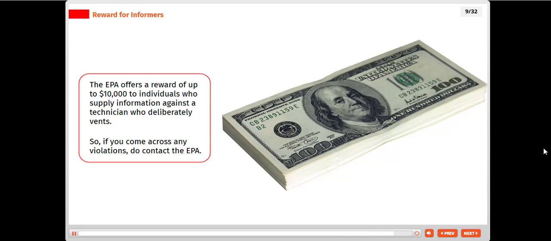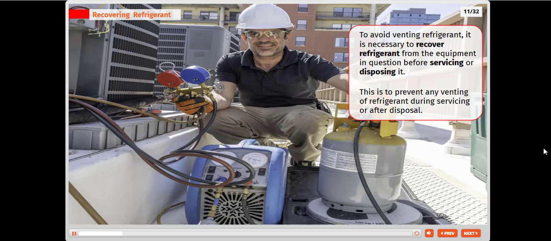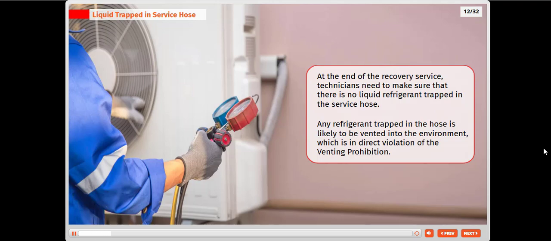Recovering refrigerant means draining it from the appliance and capturing it in a separate storage cylinder. To avoid venting refrigerant, it is necessary to recover refrigerant from the equipment in question before servicing or disposing of it. This is to prevent any venting of refrigerant during servicing or after disposal. At the end of the recovery, technicians need to make sure that there is no liquid refrigerant trapped in the service hose. Any refrigerant trapped in the hose is likely to be vented into the environment, which is in direct violation of the venting prohibition.